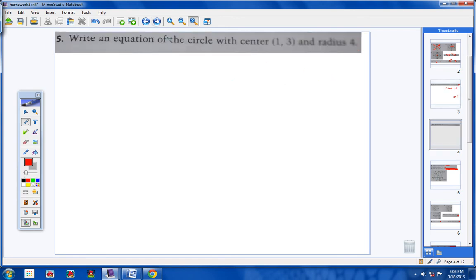Alright, moving on to number 5. Write the equation of a circle that has this center and this radius. Well, I've told you anytime you're asked to write the equation of a circle, you need two things, the center and the radius, and they gave both of those to you. So the equation is very simple.